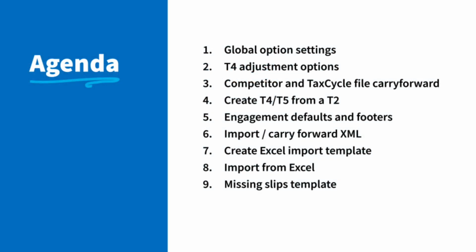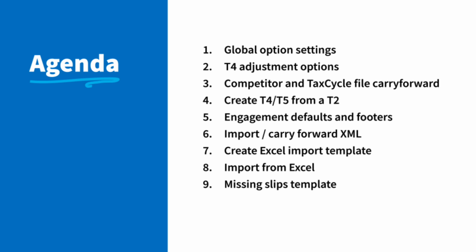What I'm going to cover here in part one is your global options settings. We're going to talk about some of the T4 adjustment options that you can set up in your global settings. We're going to do some competitor and TaxCycle carry forward. We're going to create a T4, a T5 from a T2 module. We'll show you how to do that. And we'll review some of the engagement defaults and footers that are available in the SLIPS modules.